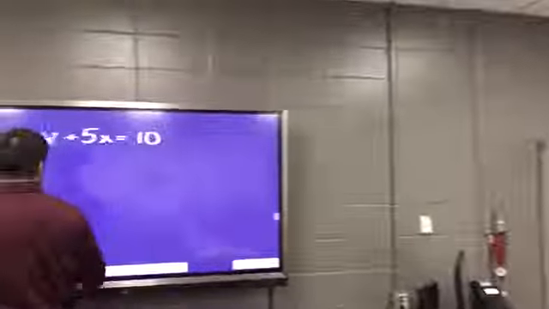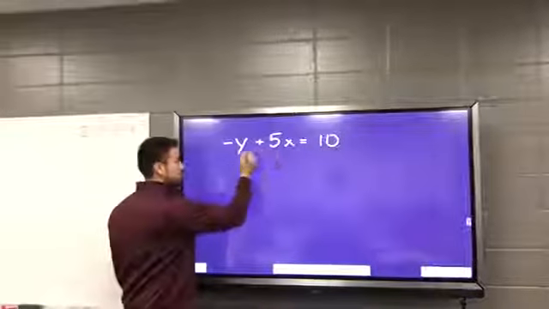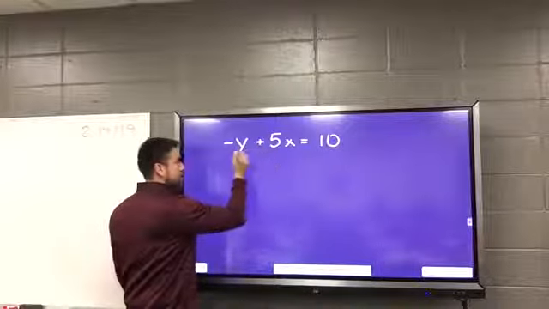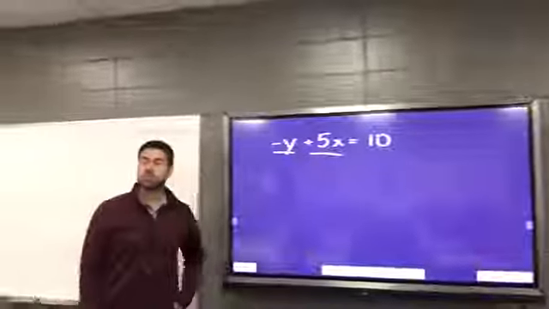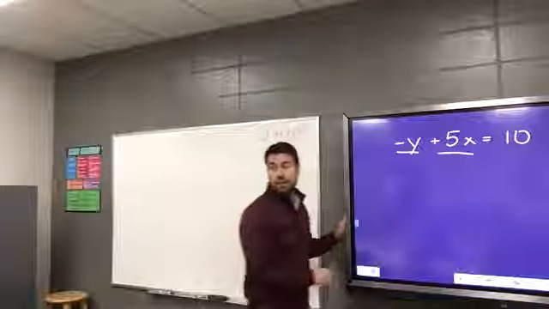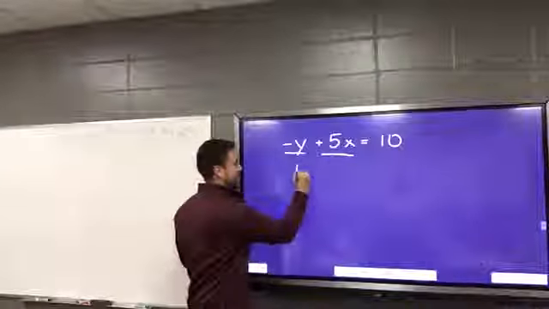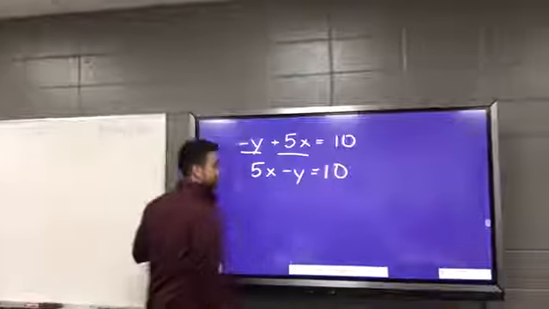Okay, but it's really close. How do I change that? How many terms are up here, by the way, on this side? How many terms right here? 2. 1, 2. How can I rearrange those terms while keeping it the same value, like not changing things? 5x minus y equals 10.